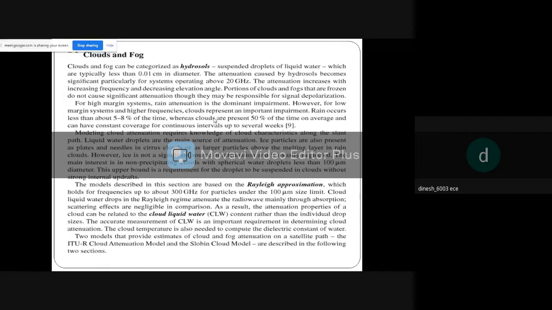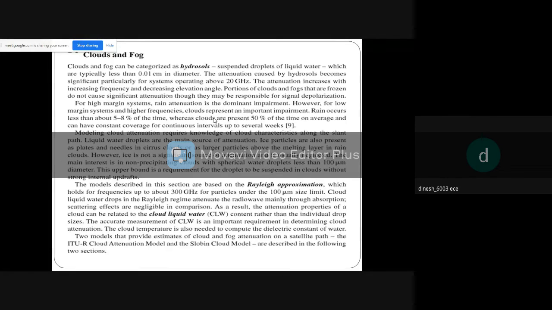The liquid water droplets remain the main source of attenuation. Ice particles are also present as plates and needles in cirrus clouds, or as larger particles above the melting layer in rain clouds. However, ice is not a significant source of attenuation and is usually neglected.